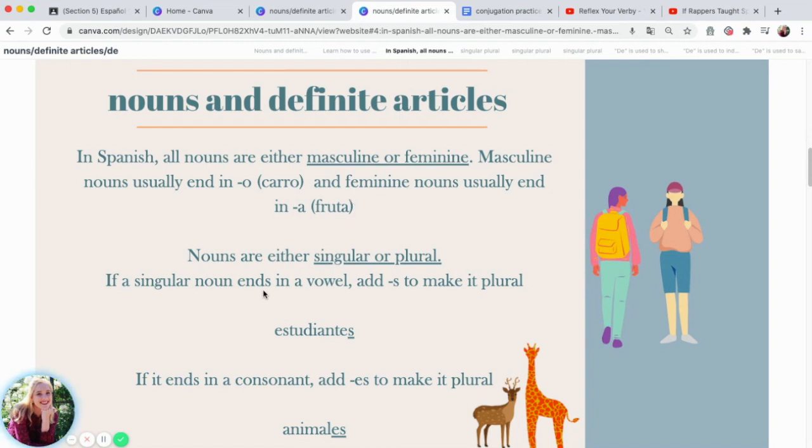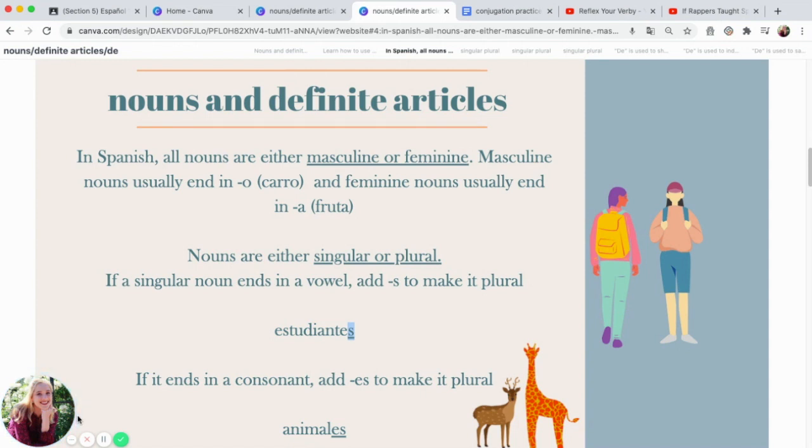If a singular noun ends in a vowel, so for example, the word estudiante, we're talking about one single student, that ends in E. That's a vowel, right? A, E, I, O, U. If our noun ends in a vowel, that means that all we have to do to make it plural is add an S. So now we have estudiantes. This is plural. We're talking about more than one student.